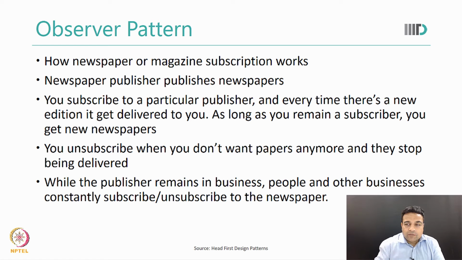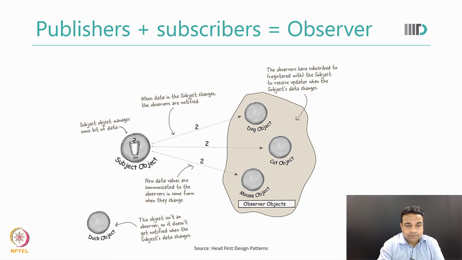Let us try to understand it from this simple diagram. Here you can see that this is your subject which is of interest, and these are different observer objects. These observer objects have subscribed themselves with the subject to receive updates when the subject's data changes. So whenever there is an interesting change in the data of the subject, these values are notified to the observer objects. And if there is an object which is not an observer, that object does not get the notification.